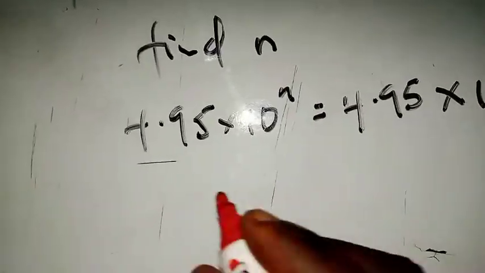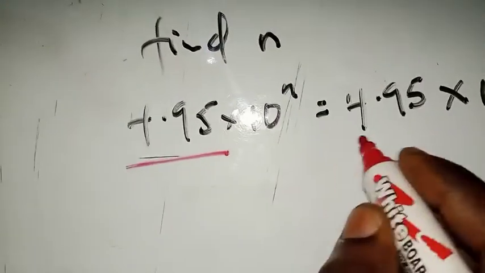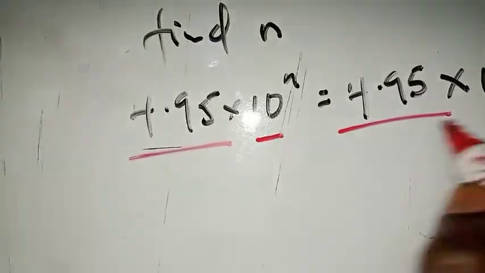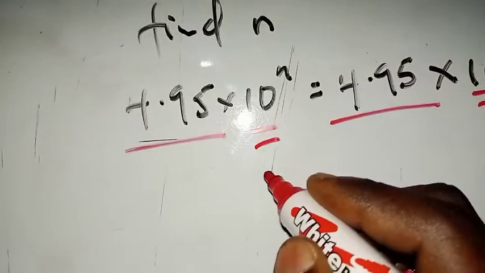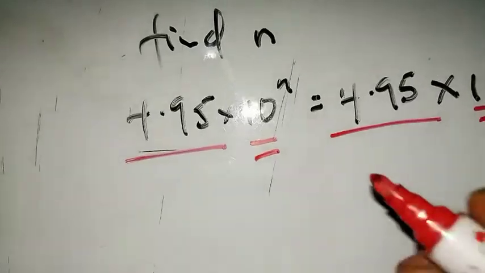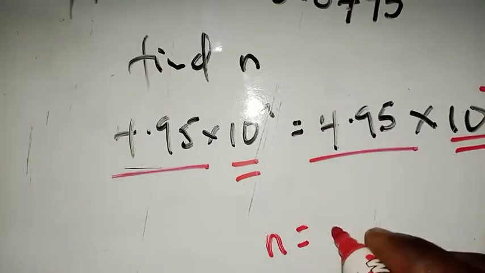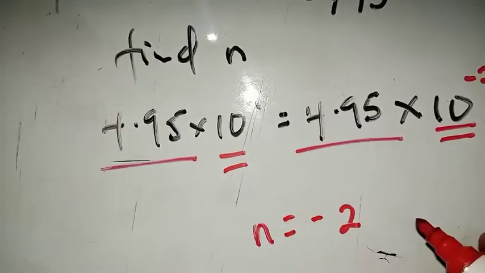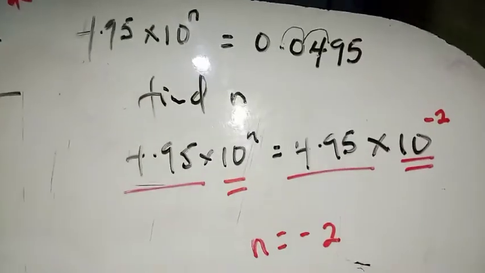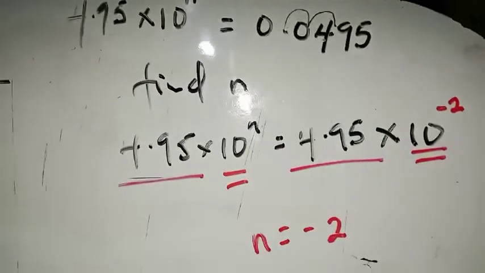Now you can see that I can see 4.95 here, I can see 4.95 here, I can see 10 here, I can see 10 here, right? Is that okay? So the only thing left here is just the n. So this tells me for sure that n is going to be equal to -2. Is that okay? So this is how simple you solve some of the questions under standard form.